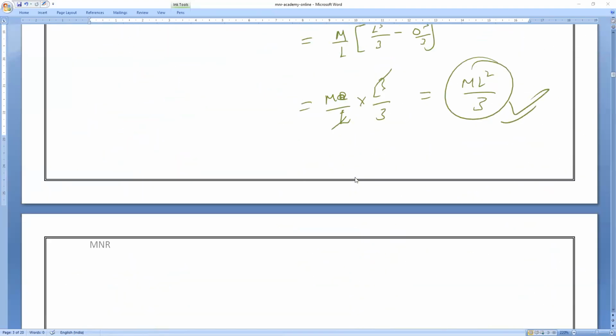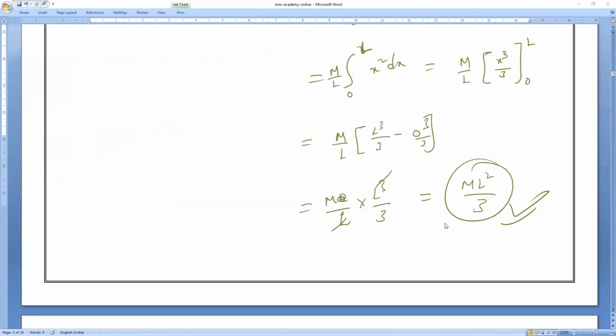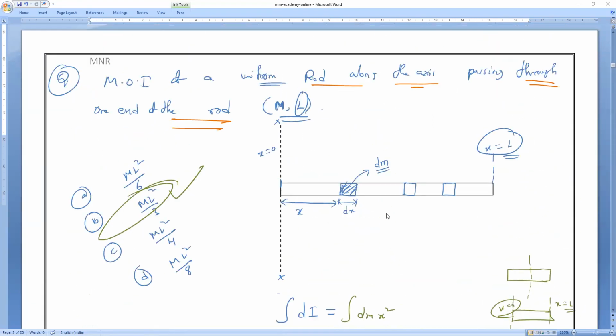ml. So the answer is what? ml square by 3. That's all. So very simple one. See here why the limits are 0 to L, everybody. Here the axis of rotation is passing at one end of the rod. It's not at the center of the axis.